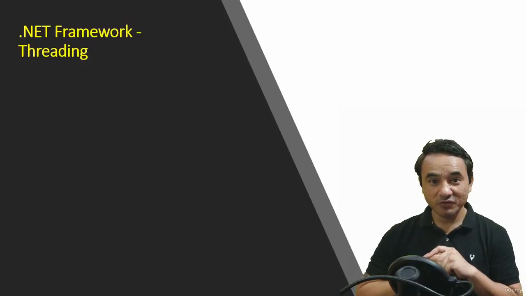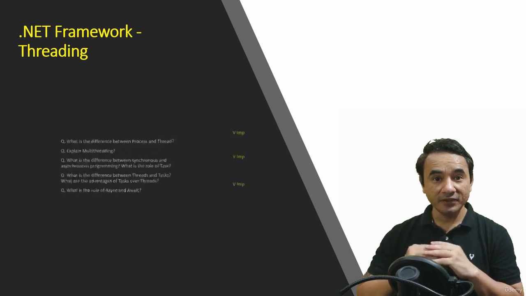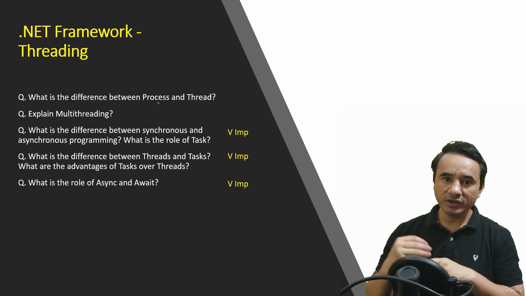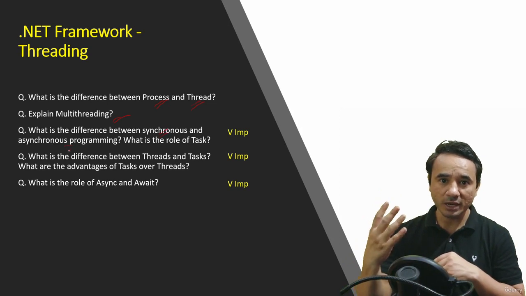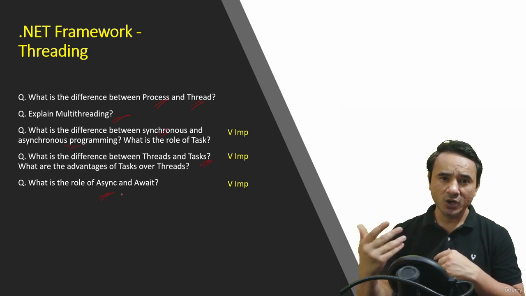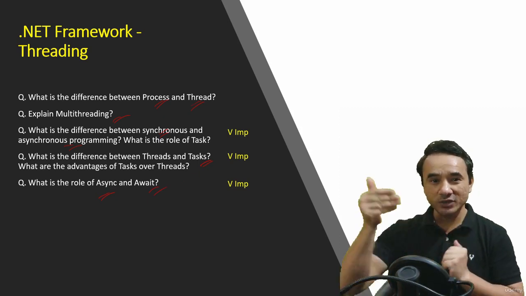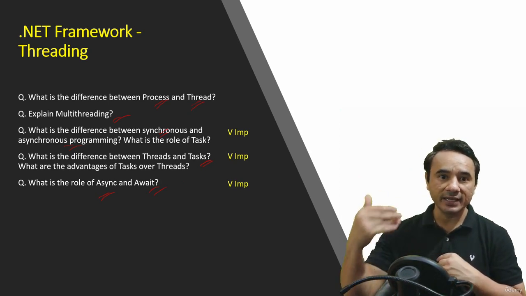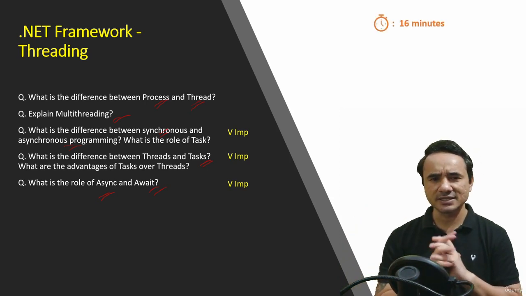Great. Now we will cover one advanced concept in .NET, and that is threading. Nowadays, asynchronous programming is very popular, and every .NET developer should know it. In these 5 questions, we will cover process, threads, multi-threading, synchronous and asynchronous programming, task, async, and await. All these terms are related to threading. Therefore, I put them together in a sequential manner so that you can understand and learn step by step and can answer them in interviews. The approximate duration of all these questions is just around 16 minutes.